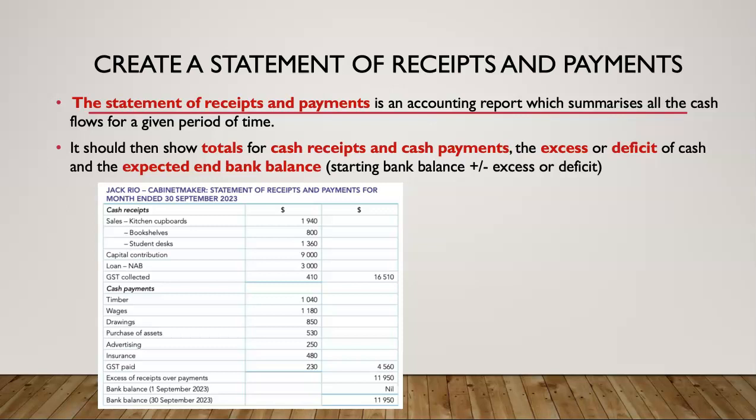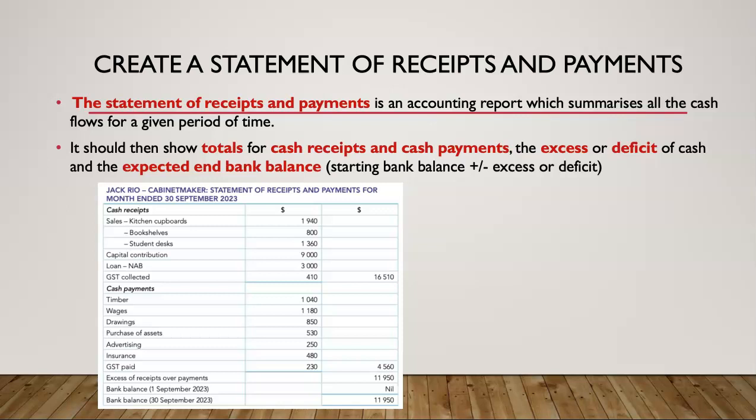In this case, we received $16,510 of cash and paid $4,560. We now know that we have received more cash than we paid, so we have an excess, and that excess is $11,950. We should be able to then work out the expected end bank balance by finding the starting bank balance, in this case, nil, and adding the excess or subtracting the deficit.